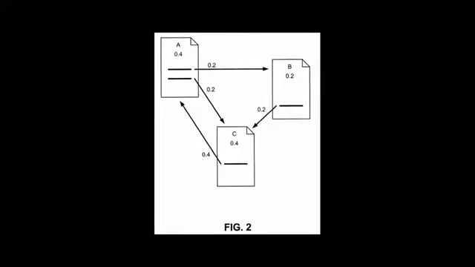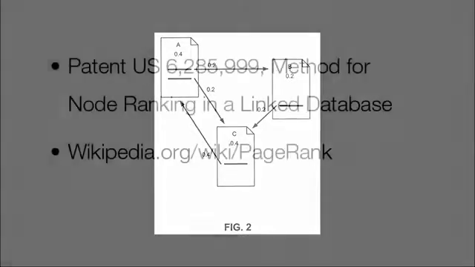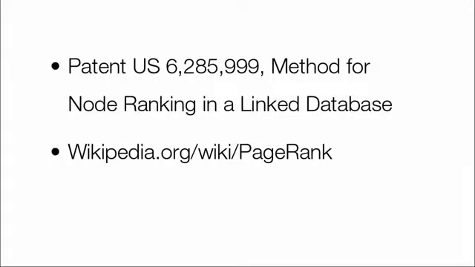These images come from the original Google patent for PageRank, which was filed early in 1998. The term doesn't actually appear anywhere in this patent. Rather, the patent is called a method for node ranking in a linked database. This method later came to be called PageRank.